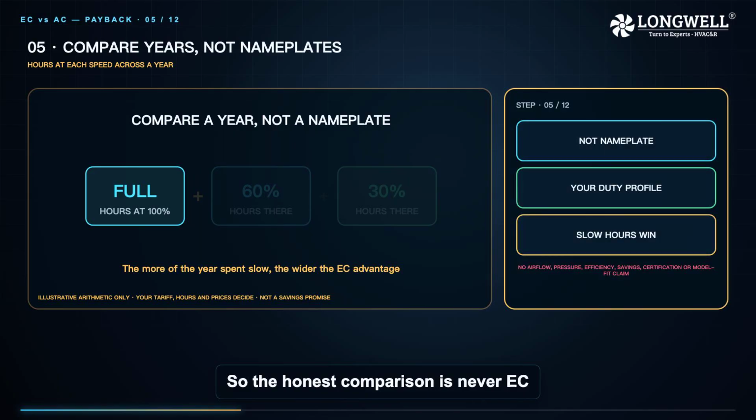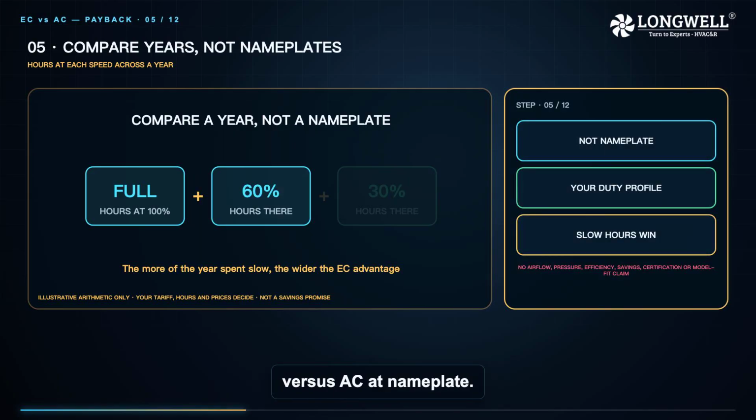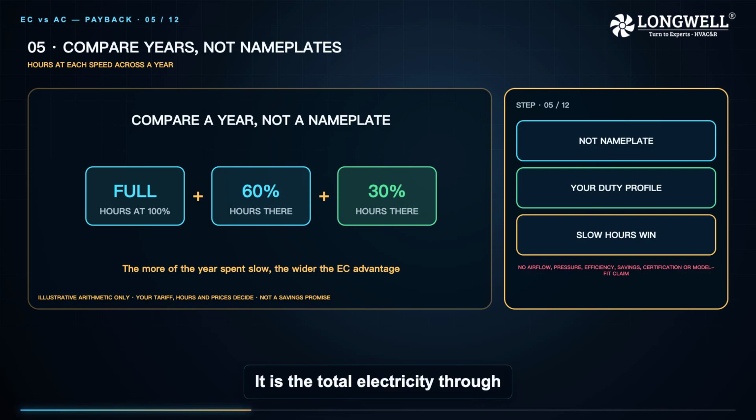So the honest comparison is never EC versus AC at nameplate. It is the total electricity through a year of your actual duty profile, how many hours at full speed, how many at 60%, how many at 30%. The more of your year is spent slow, the wider the EC advantage grows, and a fan on a schedule or a sensor spends most of its life slow.